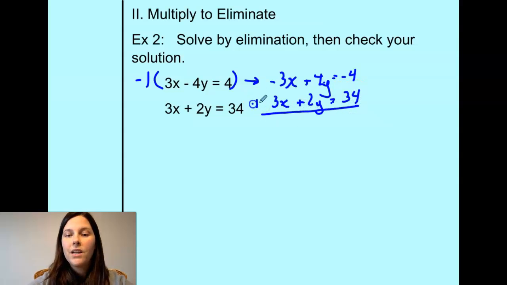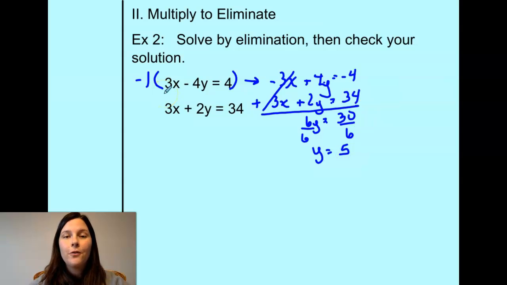Now I'm going to add my equations together. And now my negative 3x plus positive 3x will cancel. 4y plus 2y gives me a total of 6y. And negative 4 plus 34 gives me a total of 30. Solving for y, I'm going to divide both sides by 6 to get y equals 5.